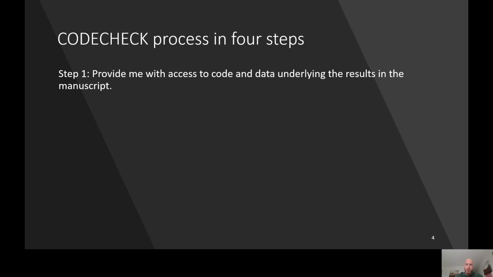Before you submit a manuscript for peer review or as a preprint, you provide me with access to the manuscript and the underlying source code and data. This can be done by sending me an email including a link to a public repository, for example GitHub or GitLab, or you just send me a private folder. At this stage, the materials do not need to be publicly available.